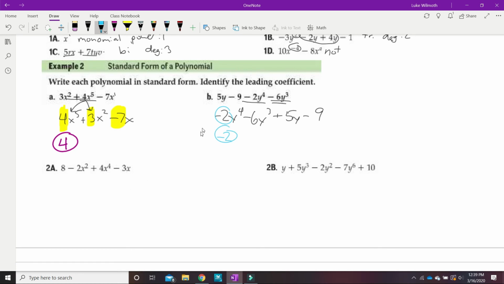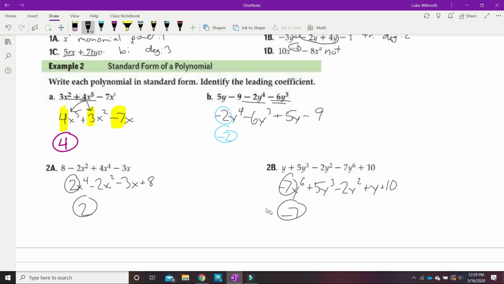Okay, at this point, again, try pausing the video, see if you can do these 2 problems here. All right, when we write it in standard form, we get 2x to the 4th minus 2x squared minus 3x plus 8. And the leading coefficient is 2. This one here, my highest power is -7y to the 6th plus 5y cubed minus 2y squared plus y plus 10. And the leading coefficient is -7.